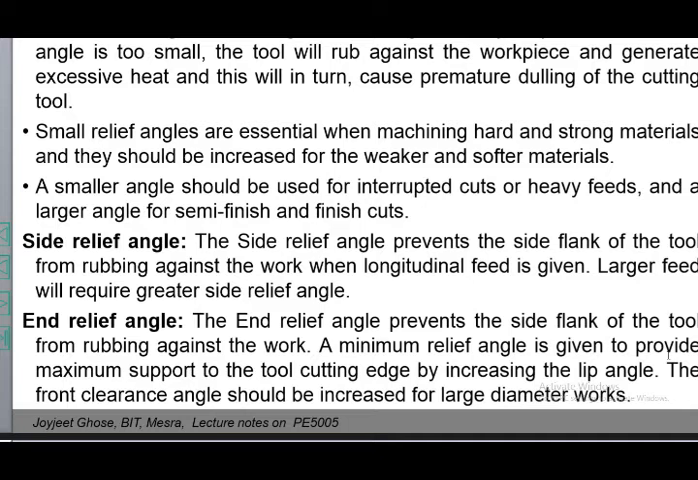A minimum relief angle is given to provide maximum support to the cutting edge by increasing the lip angle. The front clearance angle should be increased for large diameter work.